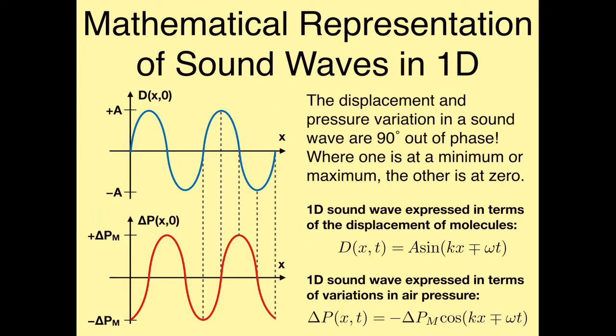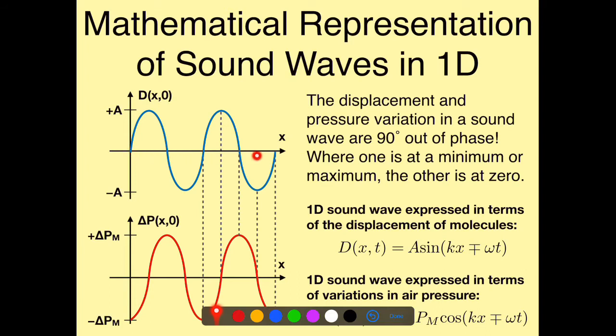So one thing you should notice about the 2 functions that we've derived, one for displacement of air molecules and the other for pressure, is that they're out of phase with each other. And that means when one of them is at a maximum, the other one is at 0. So remember, displacement is given by a simple sine function, a sine kx minus or plus omega t. So let's plug in t equals 0 for the time and just look at the displacement as a function of x when time is equal to 0.